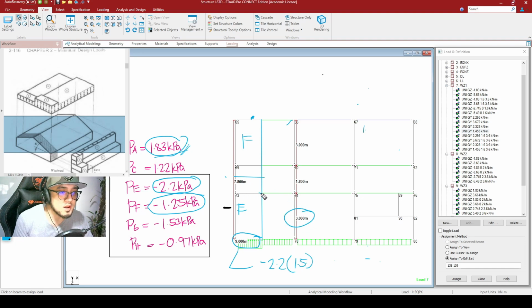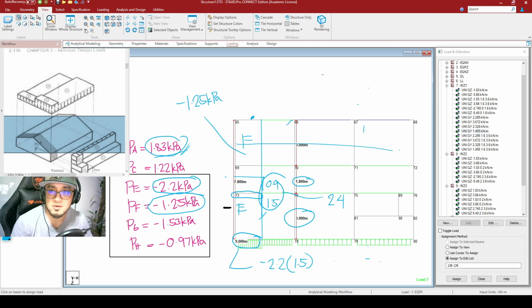And for this particular beam right here, our tributary width here is to be half of 1.8 and half of 3. So that is to be 0.9 and 1.5. So the total here is to be equal to 2.4. The same is true with this portion right here at the top. It's just that for your zone F, your pressure is to be equal to negative 1.25 kilopascal.